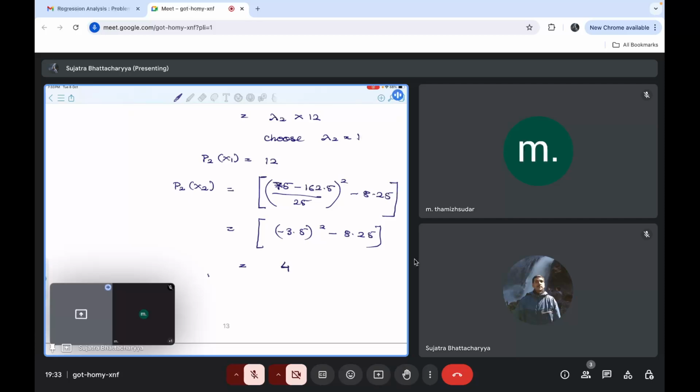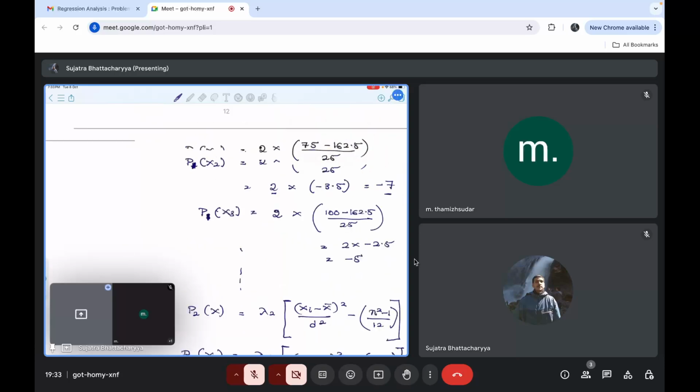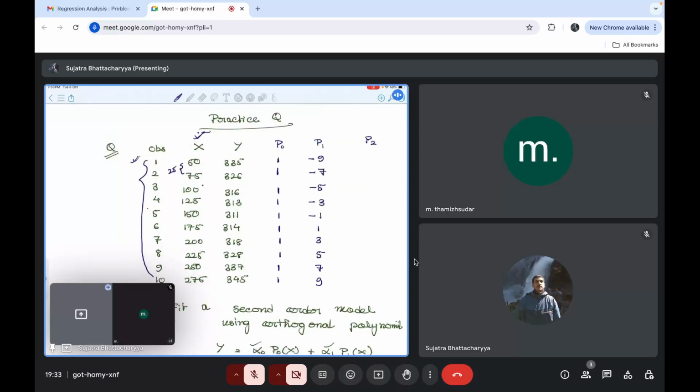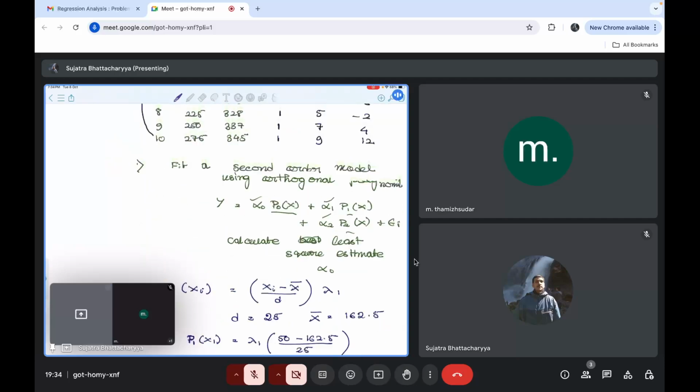In this way, you can finally calculate all the others. So I just fill up the values. It will be 12, this will be 4, this is minus 2, this is minus 6, minus 8. Again, you will see the repetition: minus 6, minus 2, 4, 12. So this is how the P2 x are calculated.